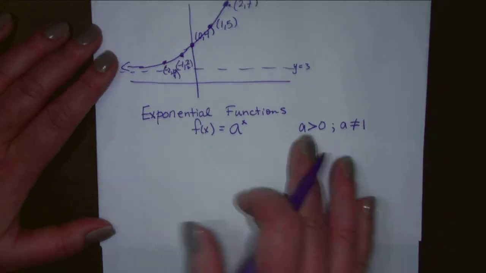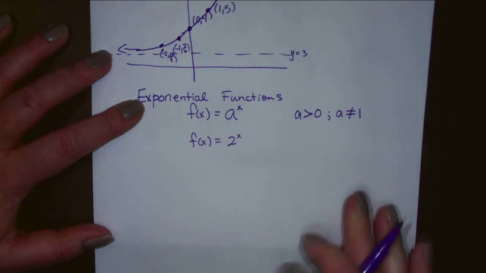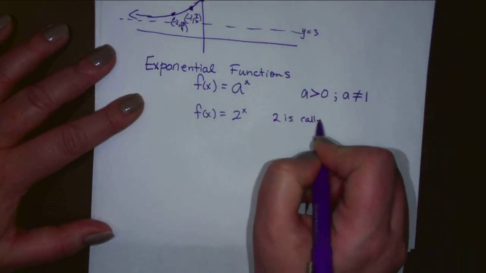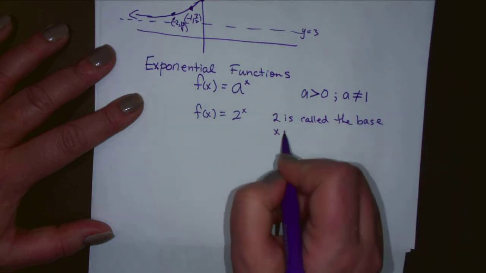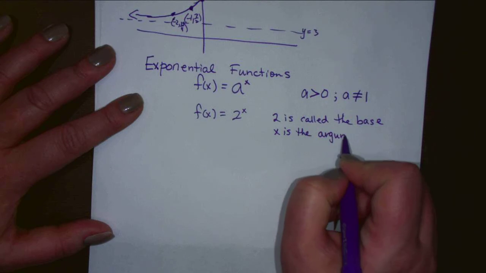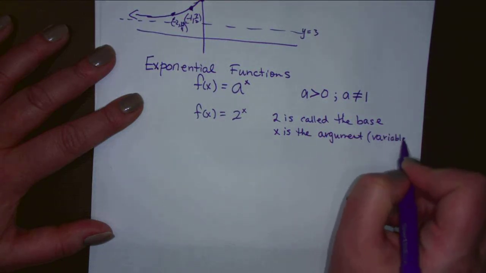Okay, so for example, we can have 2 to the x. 2 is called the base. And x is the argument, or the variable, in this case.